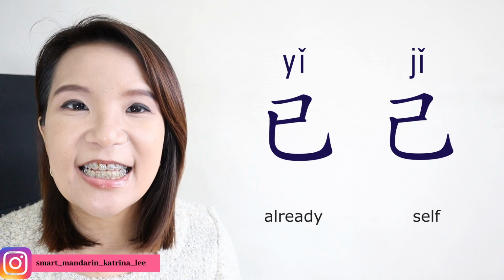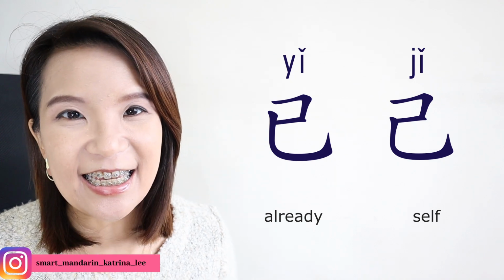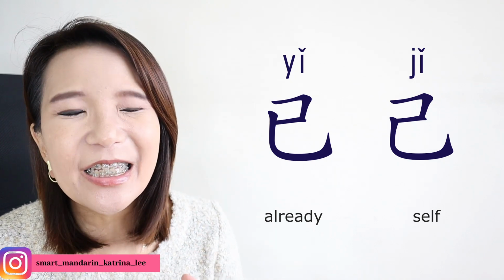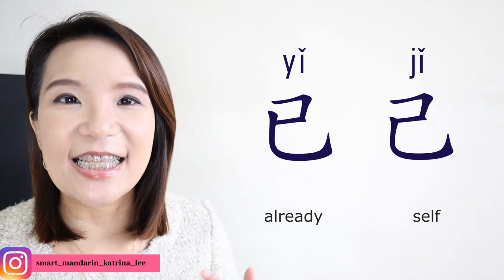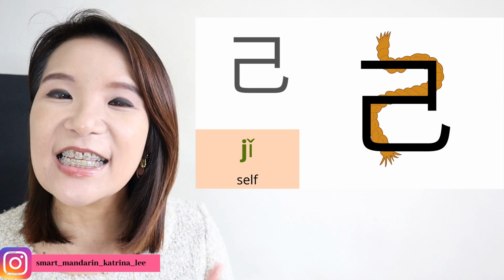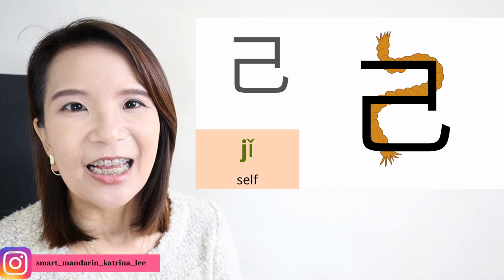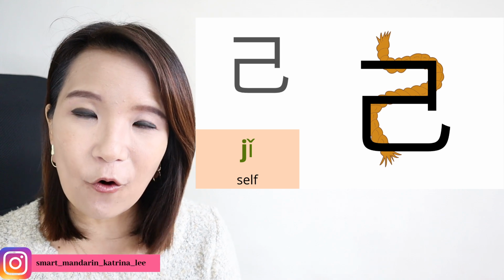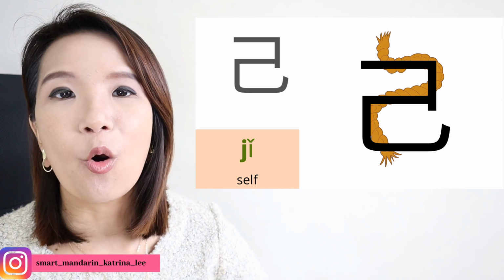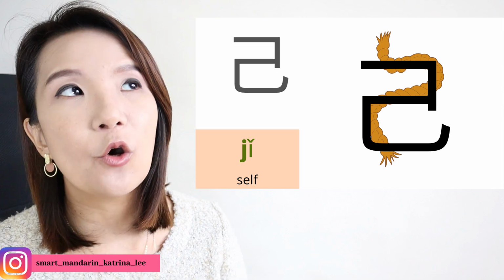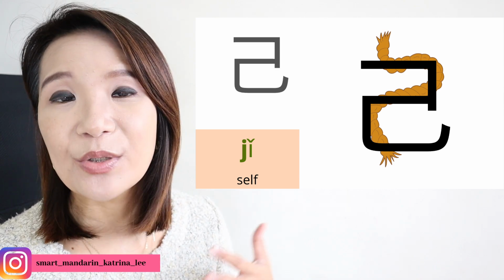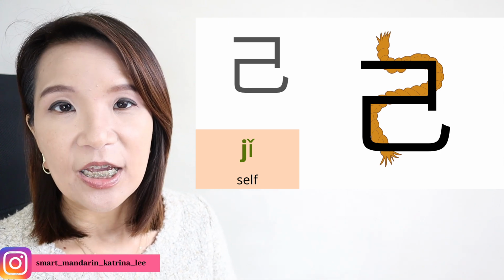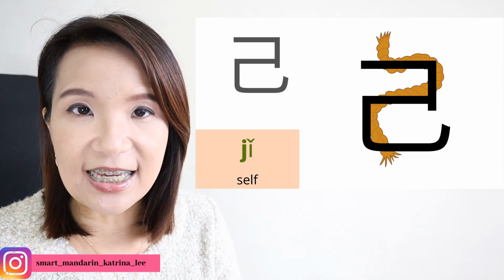The next one is yi or ji. Oh my god, these two words look so similar. Let's take a look at ji. Ji means self. Originally, the word ji is used for memorizing or recording stuff. A long time ago, people memorized things with rope. That's why you see the rope image in the word ji. Ji, now it means self.